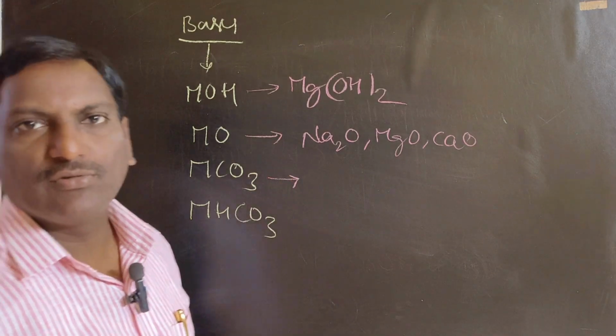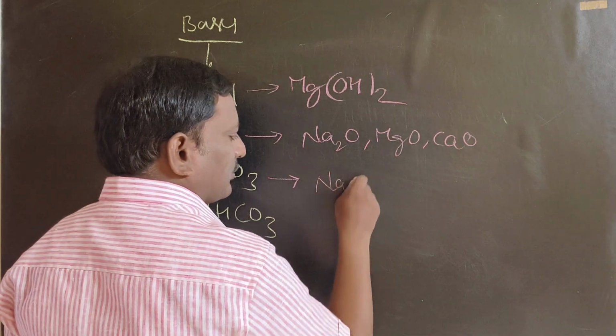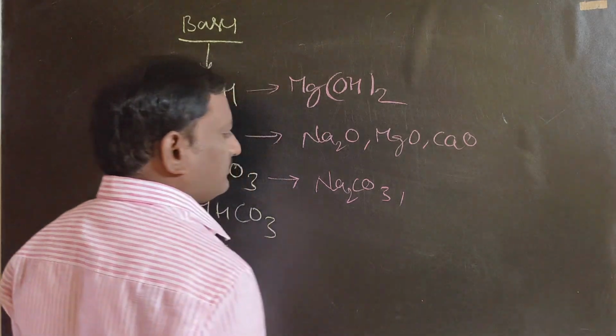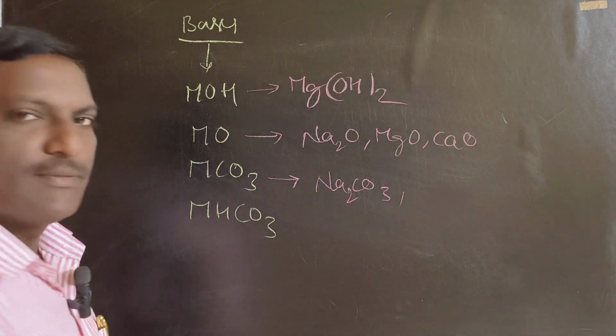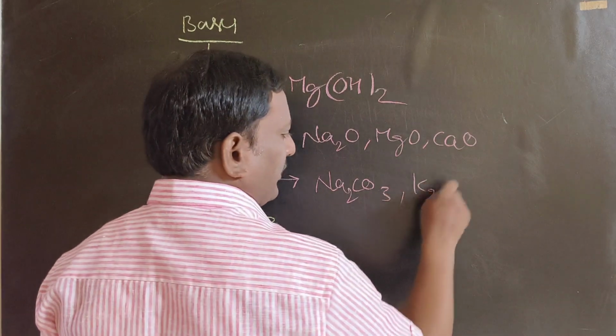Metal carbonates are also basic in nature. Examples: sodium carbonate, potassium carbonate. These are basic in nature.